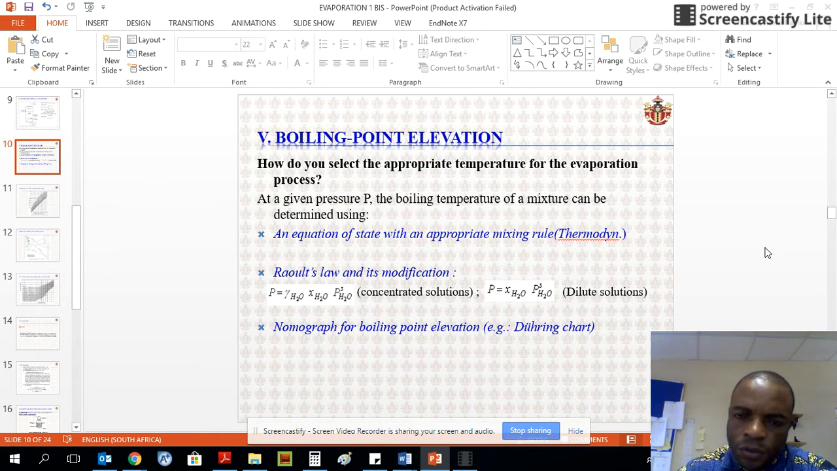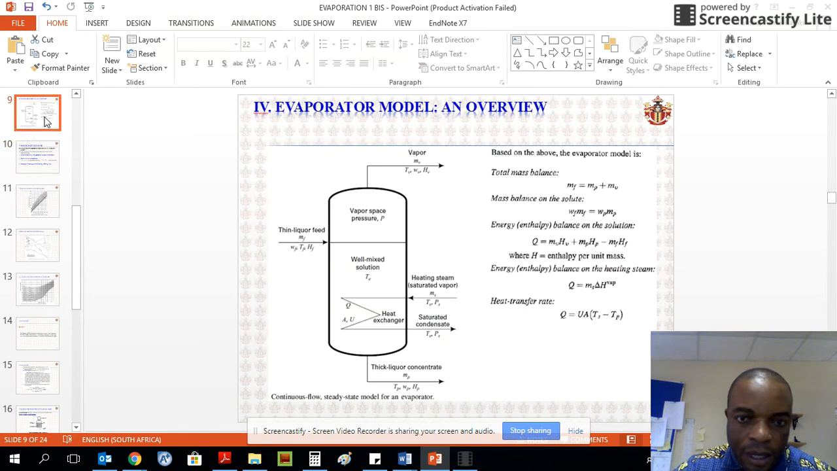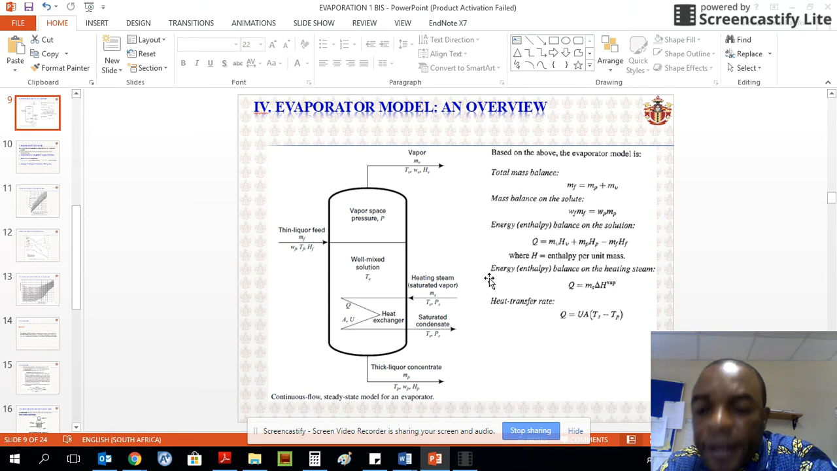In the second session, we discussed the set of equations which can be used to undertake some calculations or even to design an evaporator. I would like you to check whether you are able to solve or to write down. If you are able to write down the total mass balance on your own, you should be able to write the material balance related to the solute, the energy balance on the solution, energy balance on the heating steam, as well as the heat transfer rate equation.